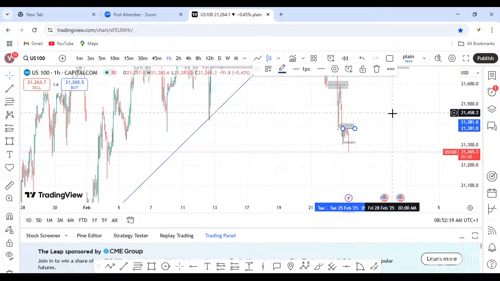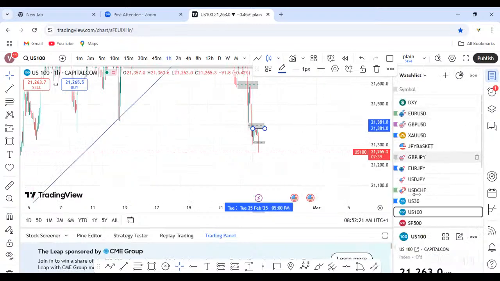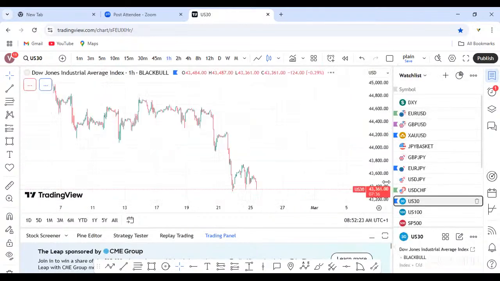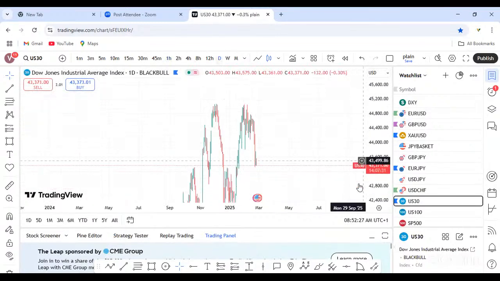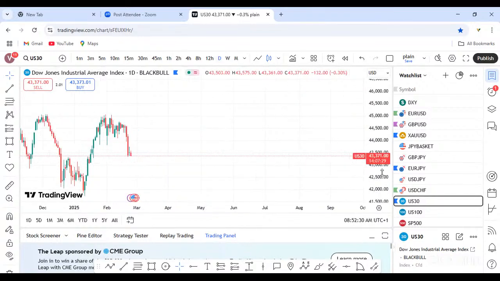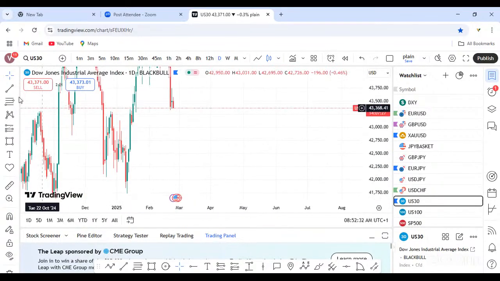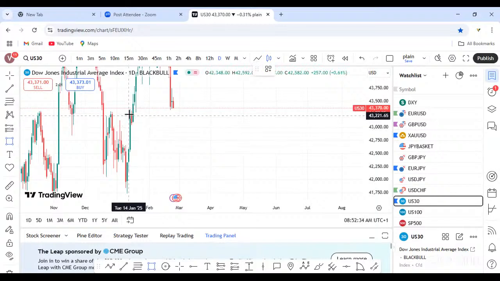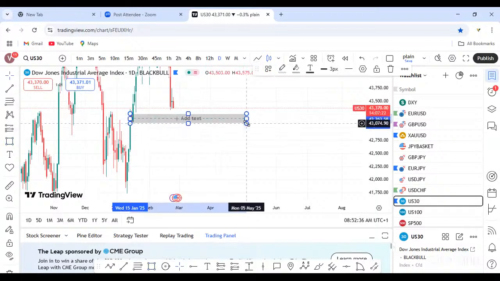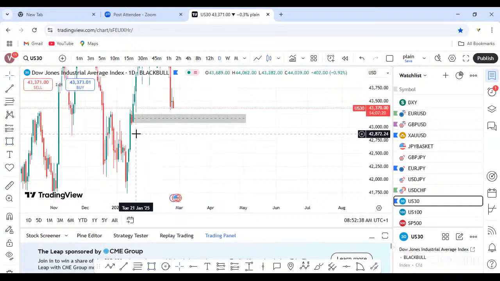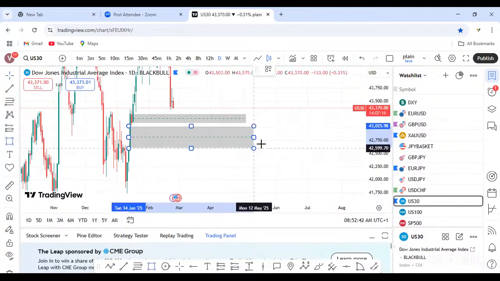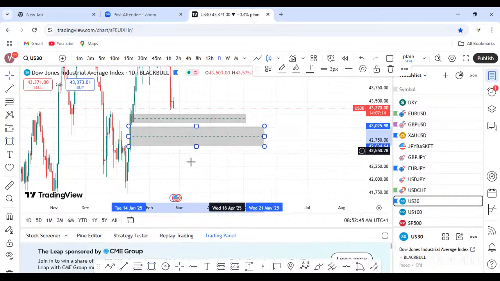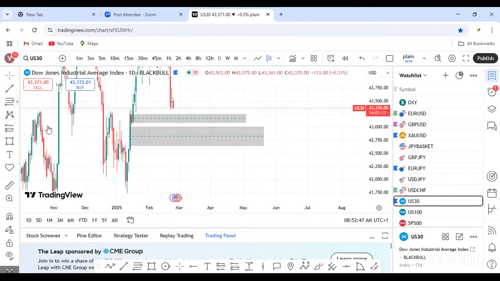So let's move to our other pair, that's US 30. Also, all of them sold off heavily. And US 30 is currently on this other block. Will it hold? Below the other block, we have a fair value gap, which is very significant. That being said, we also have a breaker block here.